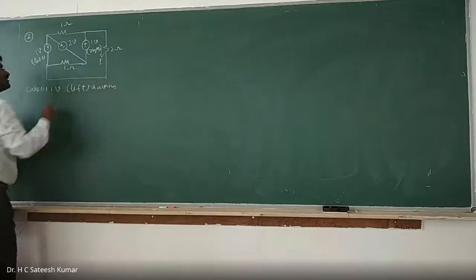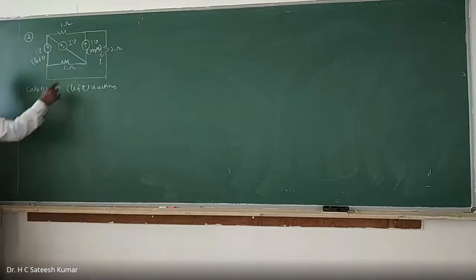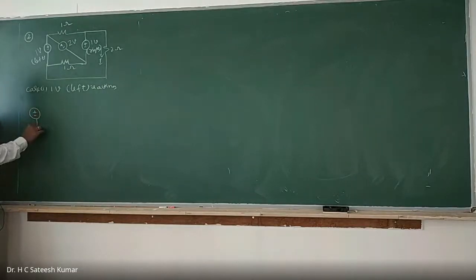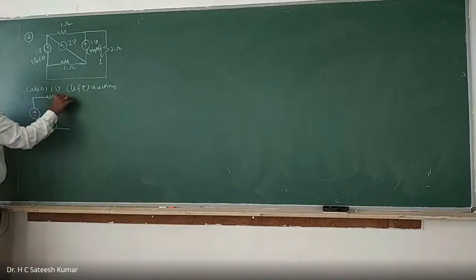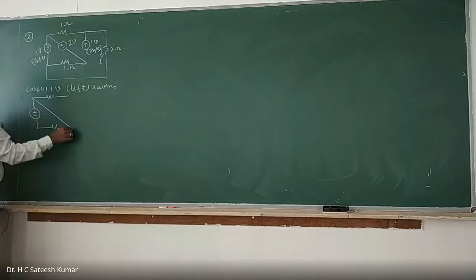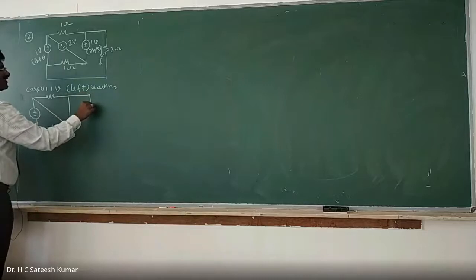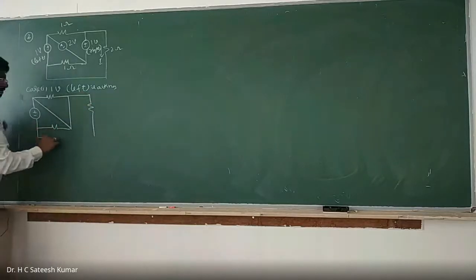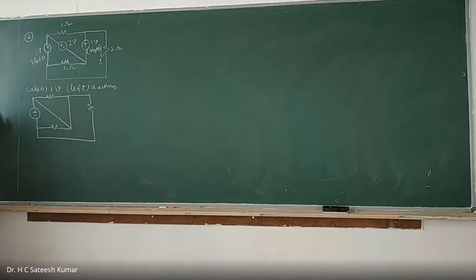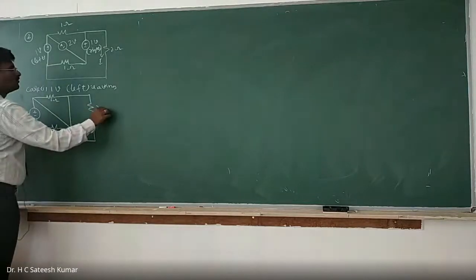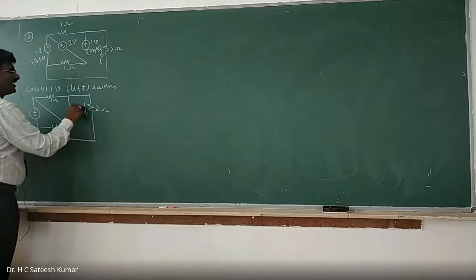If that is the case, then what will happen? Observe carefully. Now we have to find I dash due to the 1 volt source. The other voltage source is replaced by a short circuit. This is also replaced by a short circuit, and only this resistor is there. This is 1 ohm. This is also 1 ohm. This is 2 ohms. This I called I dash.